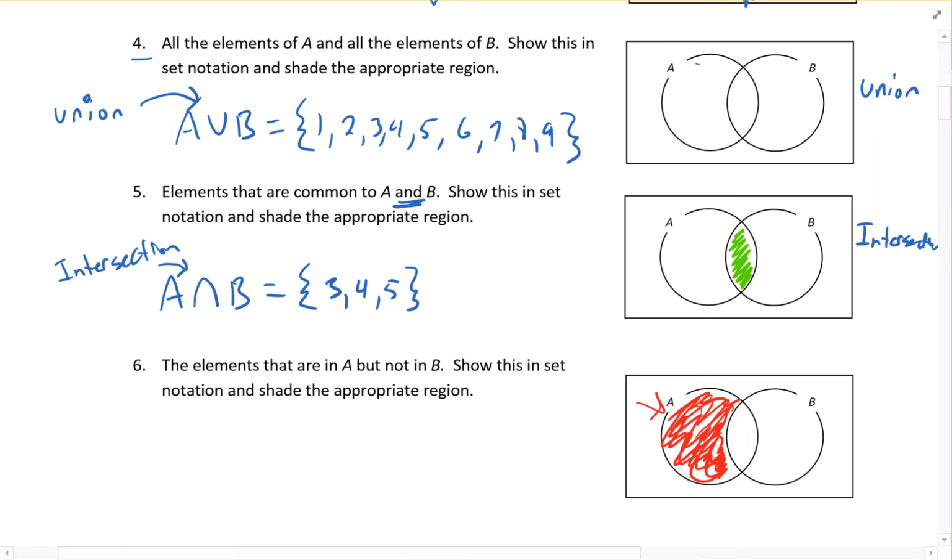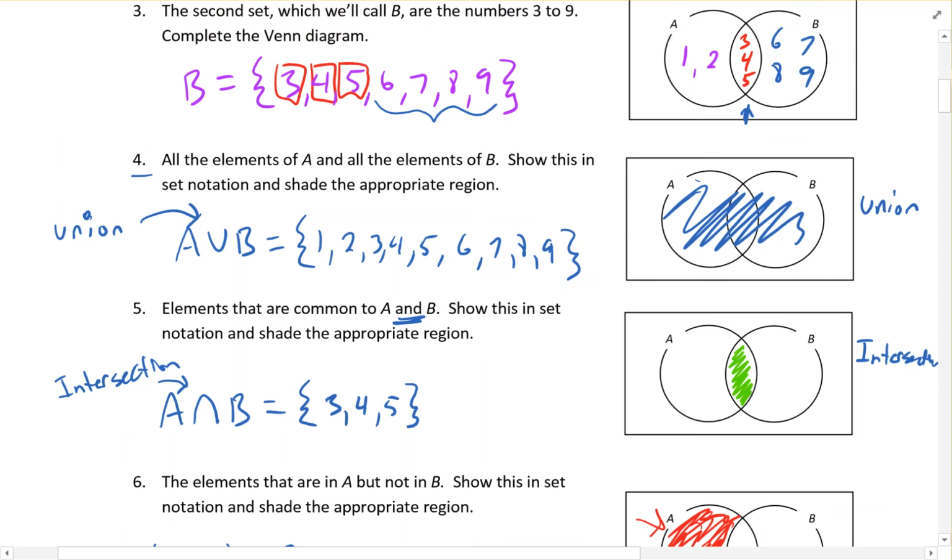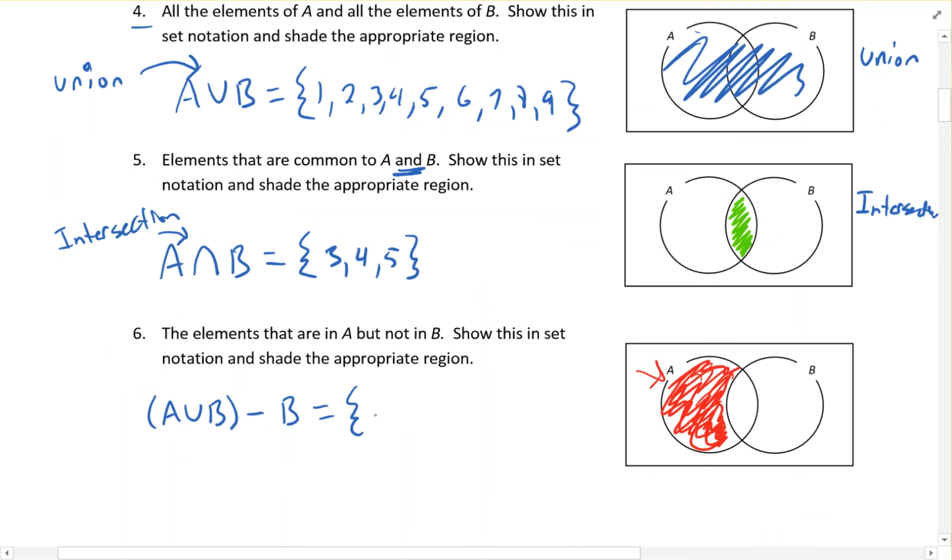So what we're going to do here, I'll do that again, is write it in brackets: A union B, minus B, right? That's how we got that leftover red area. So minus B. And then that's going to be equal to only those things that are in that red area, which was just 1 and 2. So you'd say that's equal to 1, 2.